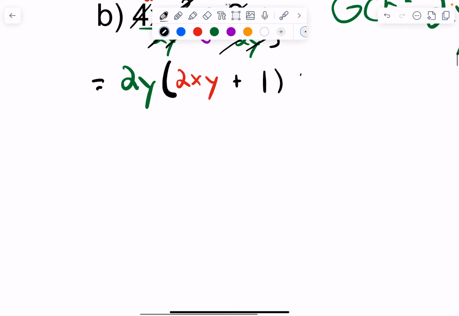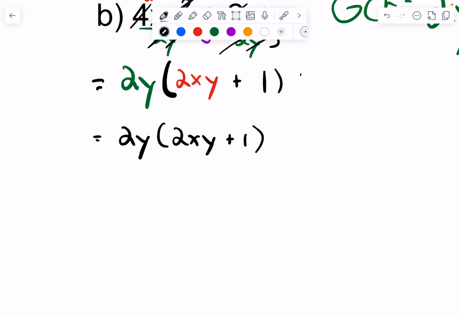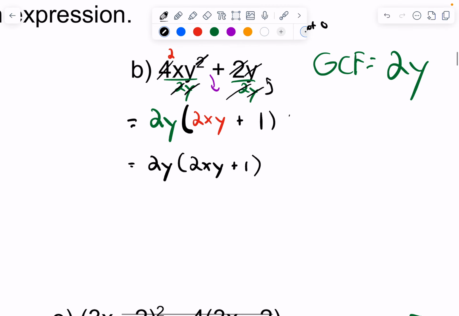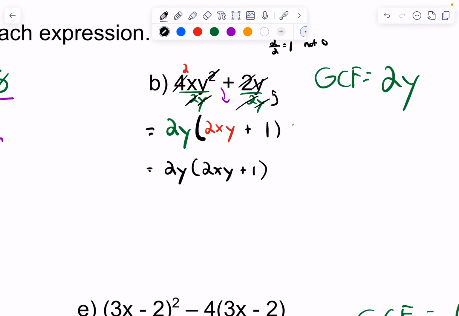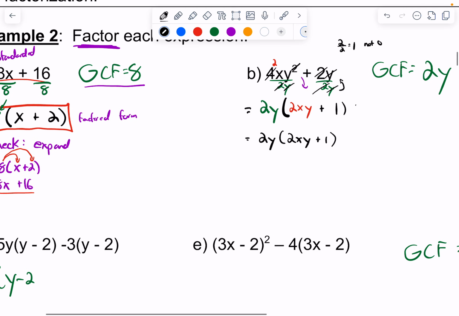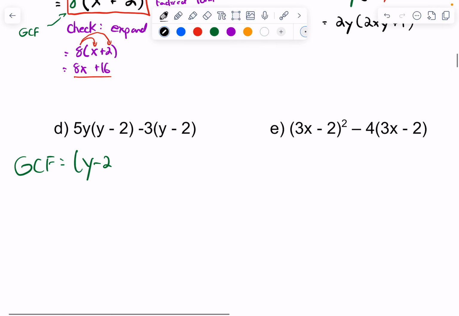Let's get rid of our colors, right? And this is your final answer. 2xy plus 1. And if you want, you can check. You can expand that back out and see if you get the same answer you started with. Oh, sorry, I didn't put a bracket here. Okay.